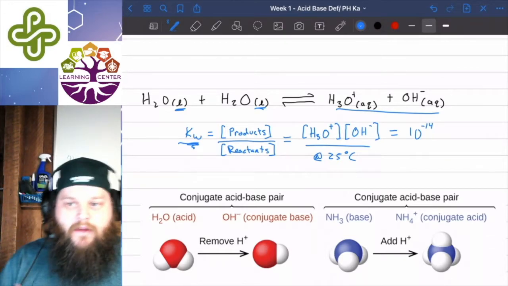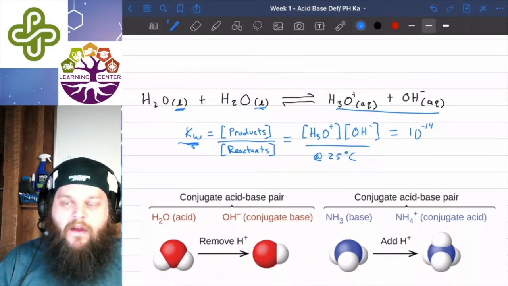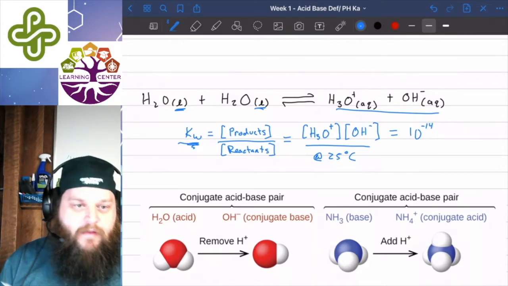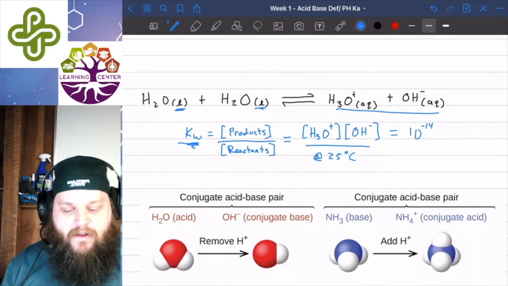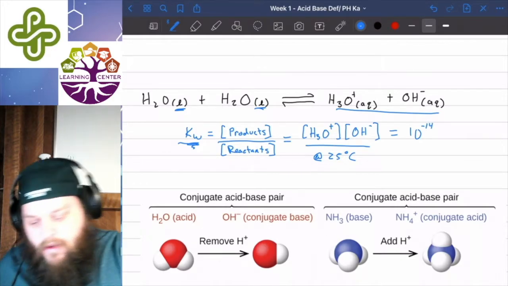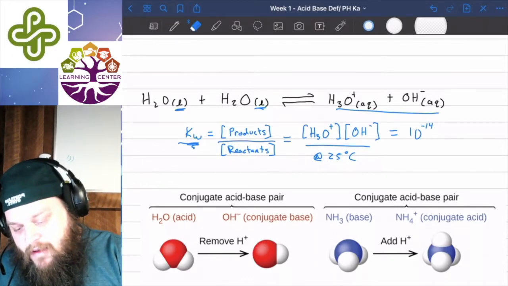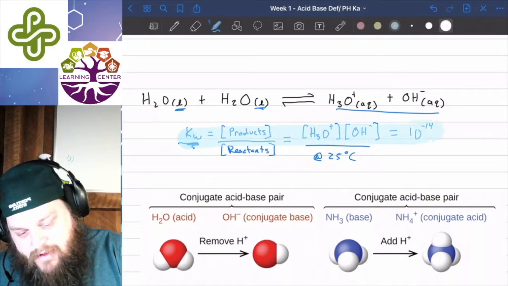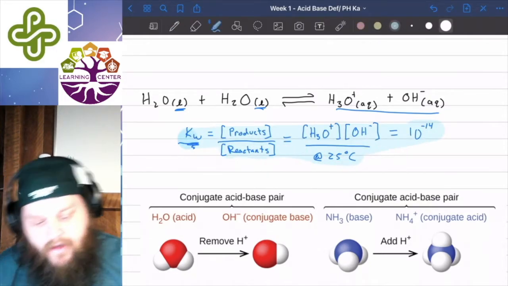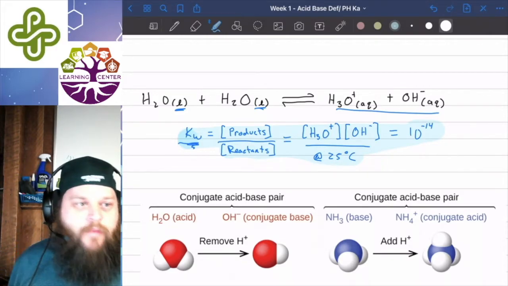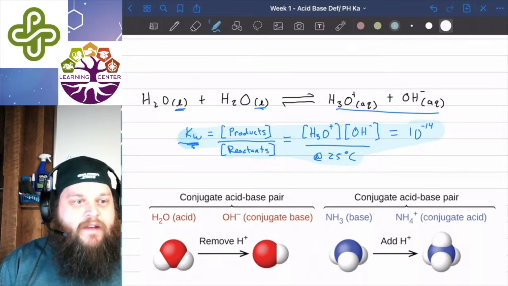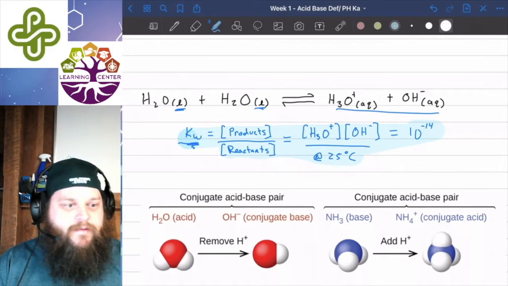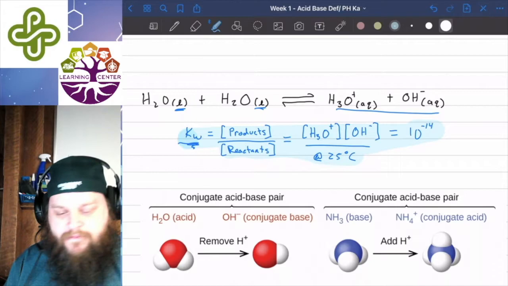And if we increase the temperature drastically, this is going to go up. If we decrease the temperature, it's going to go down, and so on. But normally the K of water, Kw, is almost always going to be listed as 10 to the negative 14. And that's an important thing. We're going to use that to go back and forth between the different K values or equilibrium constants for acids and bases later on.